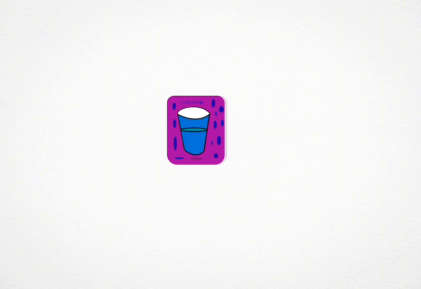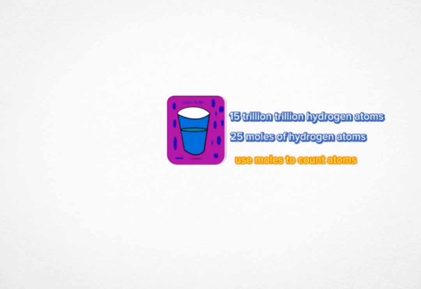But why is the mole such a big number? Because atoms are so small. Suppose you wanted to know how many hydrogen atoms are in 1 cup of water. If you were able to count all the atoms, you would find that there are about 15 trillion trillion hydrogen atoms in a cup of water. But if we count using moles instead, that works out to be only 25 moles of hydrogen atoms. So we use moles to count atoms, molecules, and other chemicals.